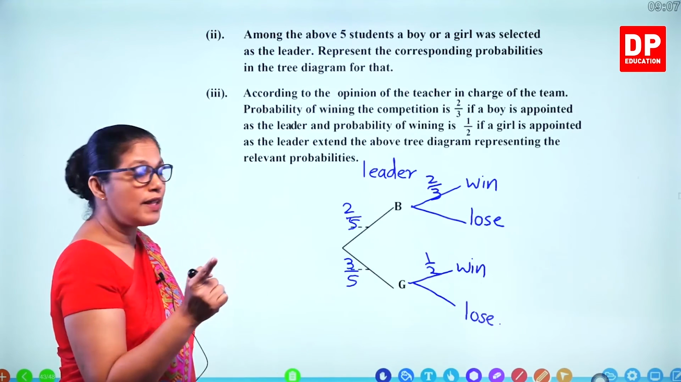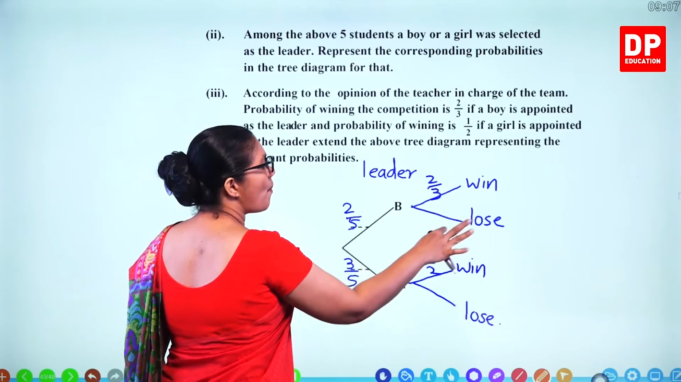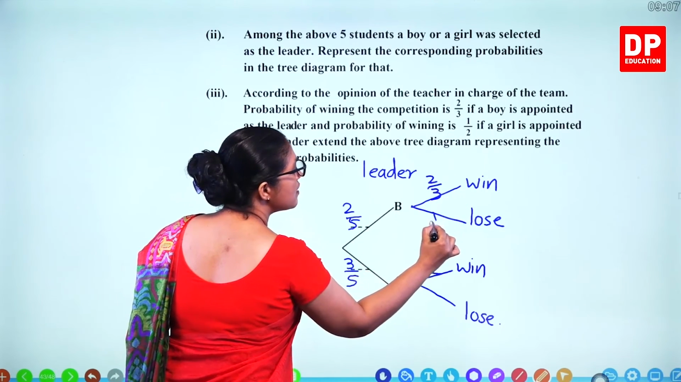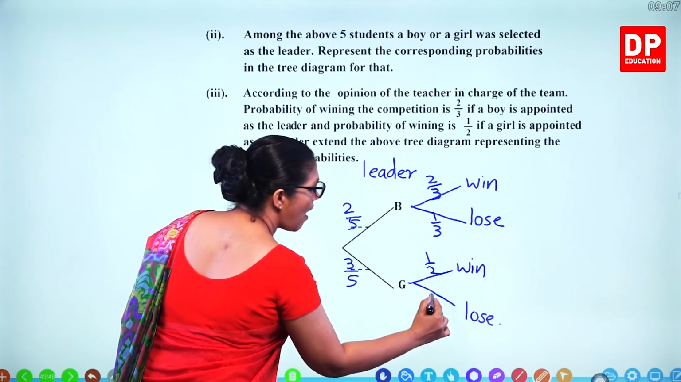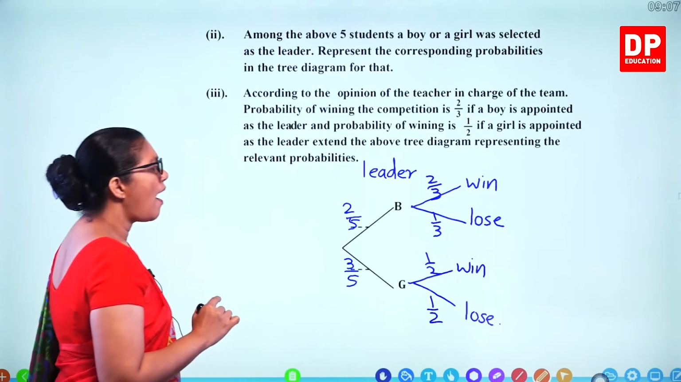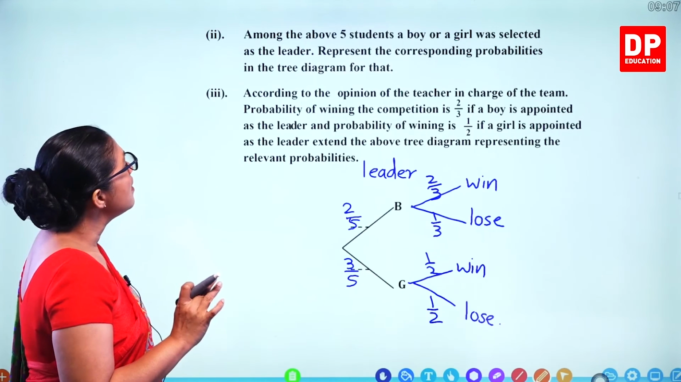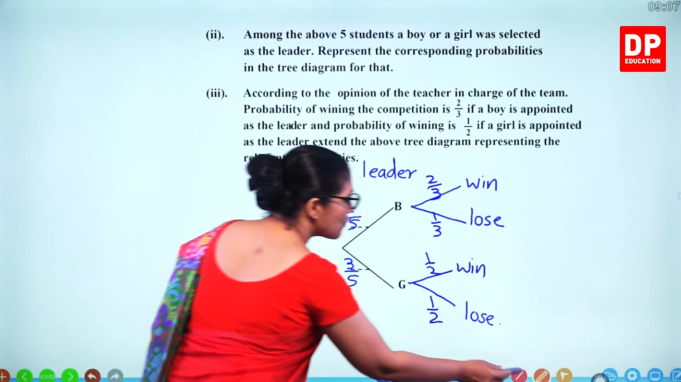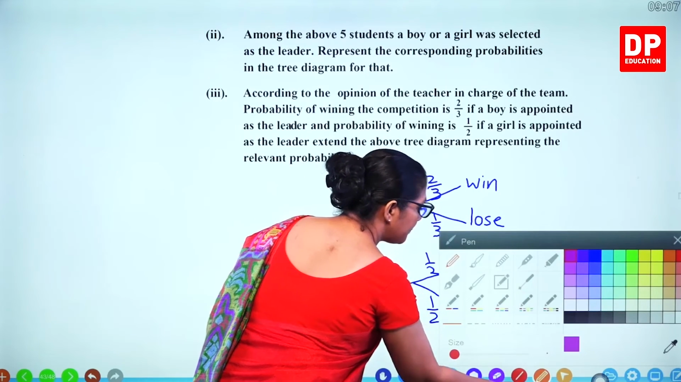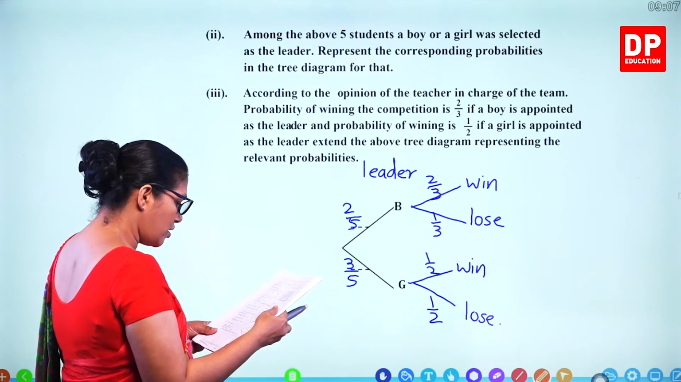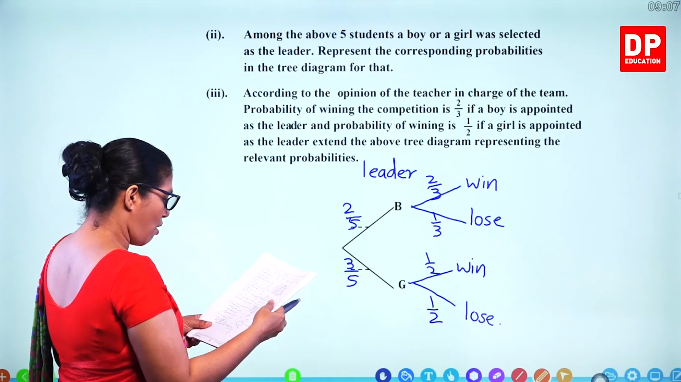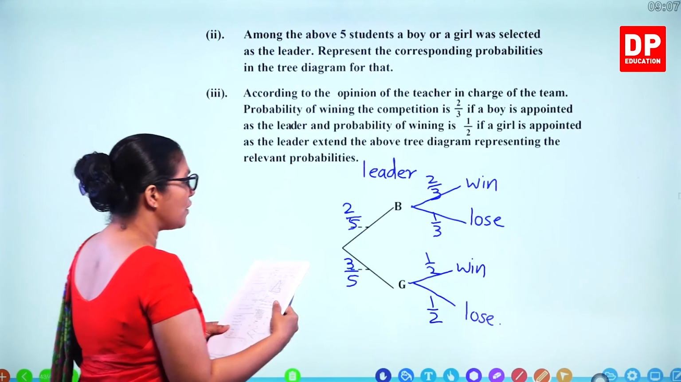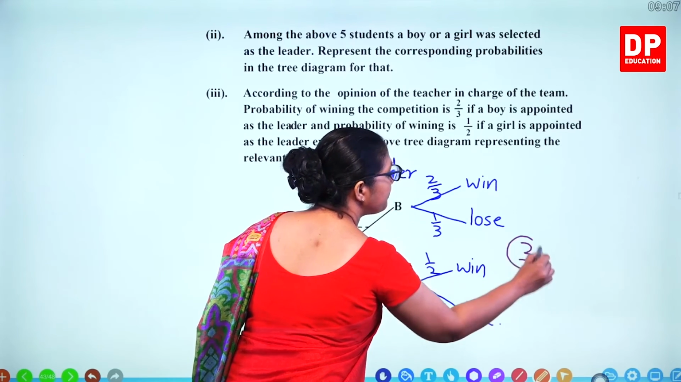Now we can fill the other probabilities. The total probability is equal to 1. 2/3 is there, so this becomes 1/3. 1/2 is there, so the other one is 1/2. So that's the tree diagram. So how many marks for this? According to this, you are getting 3 marks for this tree diagram.